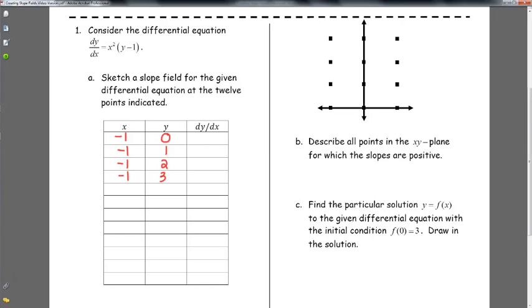Now I'm going to come to where x is equal to 0. My first point is x equals 0, y equals 0. That's the origin. Then x is equal to 0, y is equal to 1; x is equal to 0, y is equal to 2; x is equal to 0, y equals 3. So those are all the points where x is equal to 0, and y is equal to 0, 1, 2, or 3.